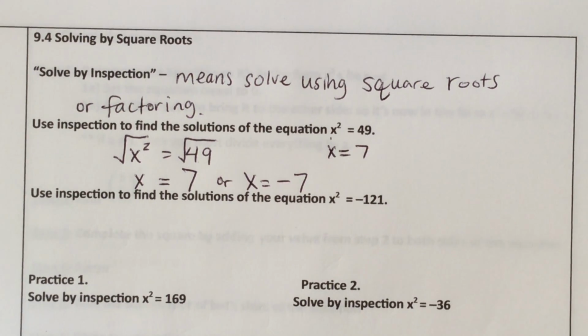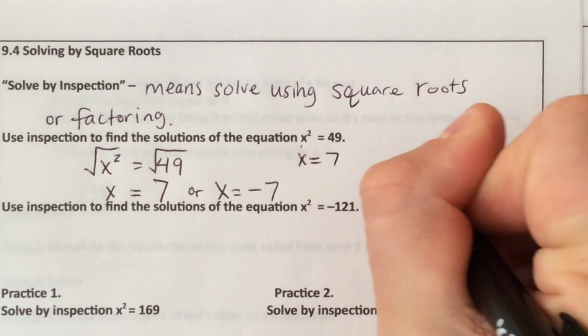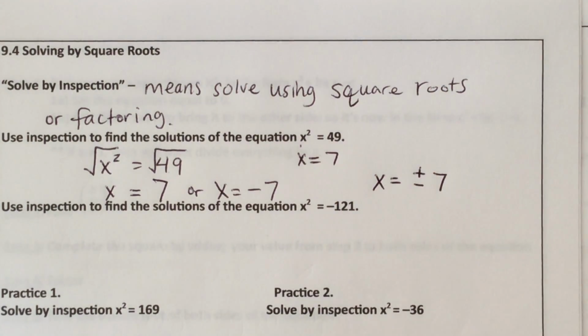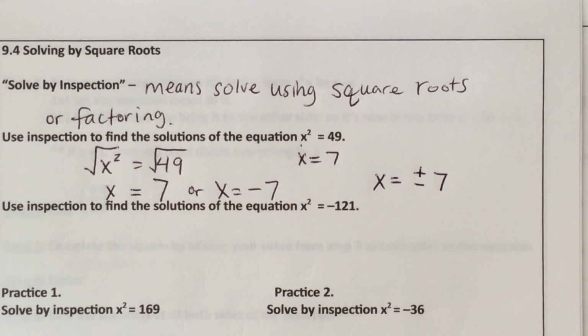Okay. If you want to simplify it a little, you could just say x is equal to plus or minus 7. This plus or minus symbol means positive 7 or negative 7. So there are your two solutions for that.